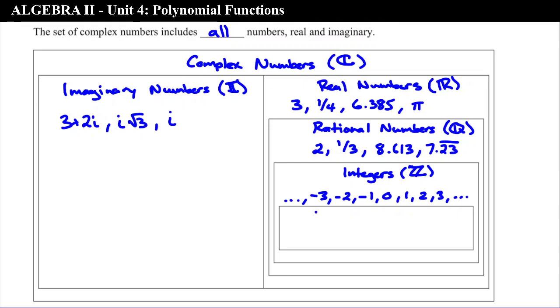And then within the integers, you have your natural numbers. Natural numbers are often also called your counting numbers, and they're represented by a double-struck N. So they're your numbers that start with 1 and go on 2, 3, on forever. So this gives you an idea of how numbers are broken down, a little refresher for some of you. Complex numbers include all numbers, real and imaginary. And so that's the type of solutions we're going to be looking for.